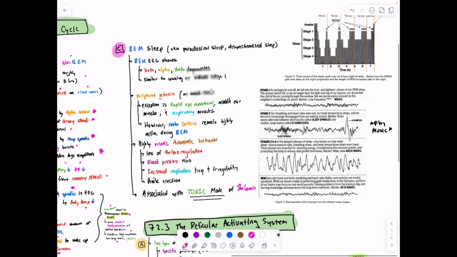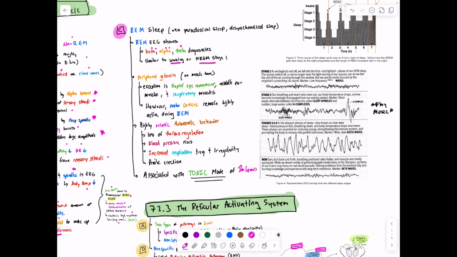Okay, so then we had rapid eye movement sleep, REM sleep, and this is also called paradoxical sleep or desynchronized sleep. And REM EEG shows beta waves, which are like anxious or alert brain waves, alpha waves, which are relaxed, theta waves, which are like you're asleep, and then the REM EEG, because of these beta waves and these alpha waves, looks more similar to waking or NREM stage 1 overall.